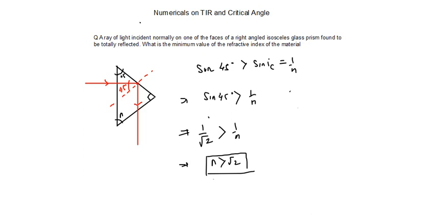One more thing is that the value of root 2 is 1.4. We all know that root 2 is 1.4, and for glass it is 1.5, right? Definitely 1.5 is greater than 1.4, hence this is proved. Got it?